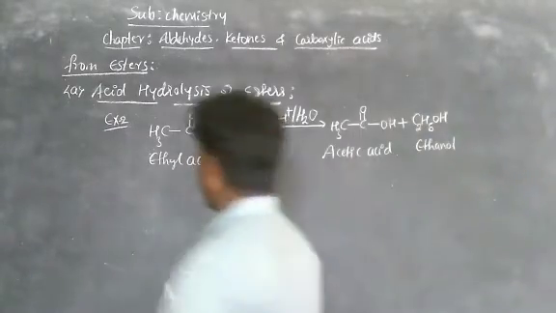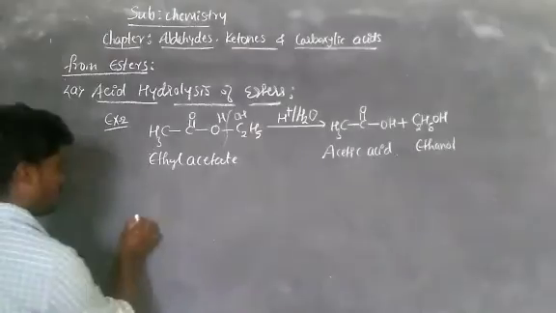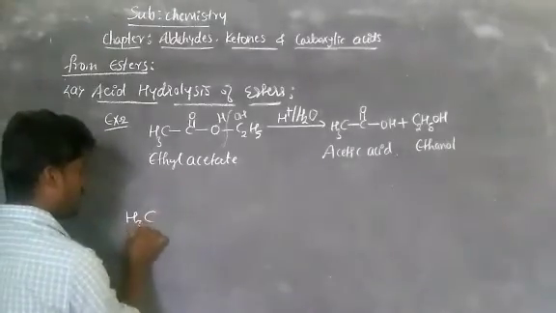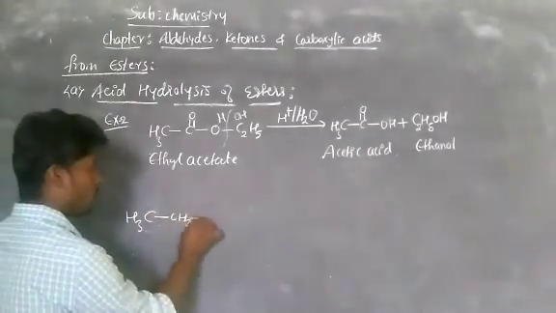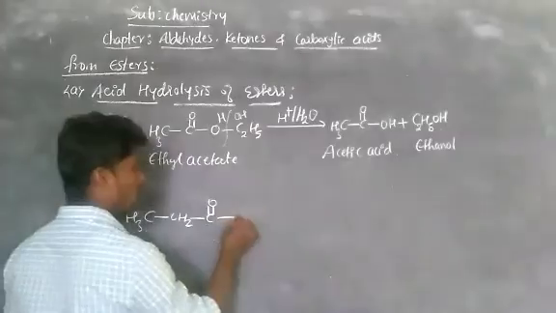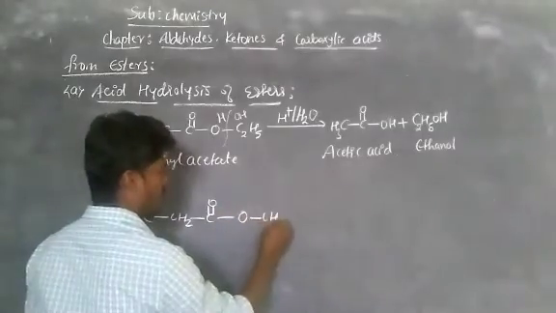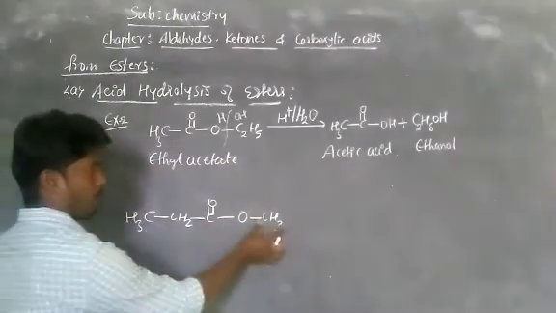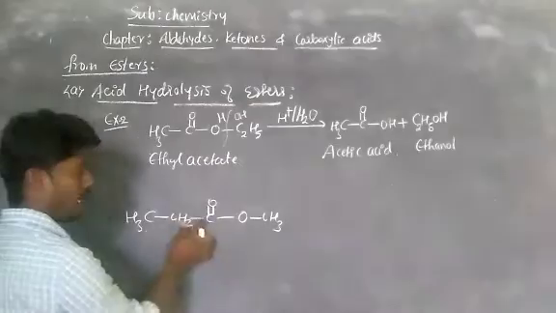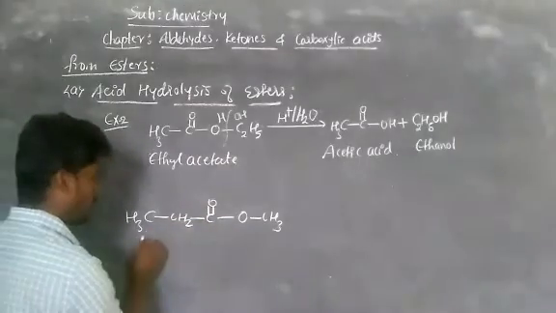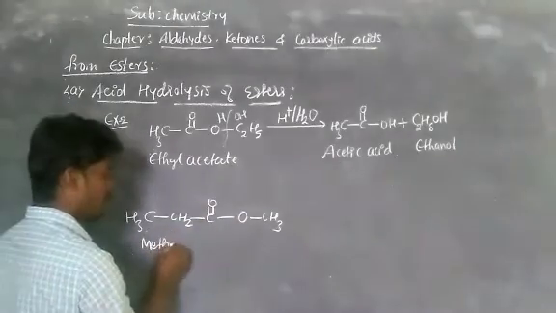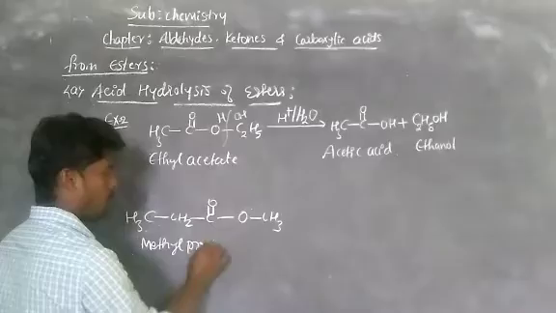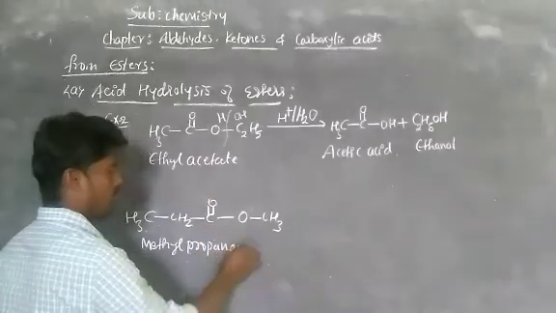Now similarly, take one as homework. Do this one: CH3 bond CH2 C double bond O CH3. What is its name? Methyl, then 1, 2, 3: 3 carbons means propanoate. So the name is methyl propanoate.